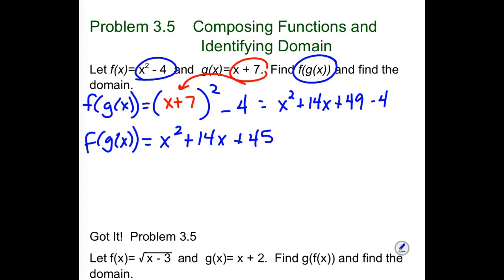Okay. Did they give you an x value to plug in? No. So that's my answer. Okay. Now, for the domain, we look at any restrictions on the function that we were dumping in. Okay. We dumped in an x plus 7. Are there any domain restrictions on that? No. There's no denominators here. There's no square roots here. Then we look at our final answer. Any domain restrictions on that? Okay. So my domain here would be all reals.